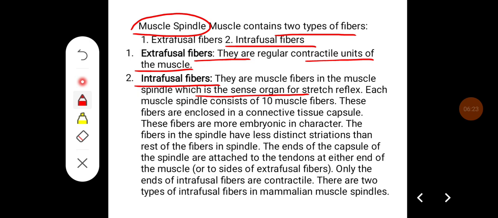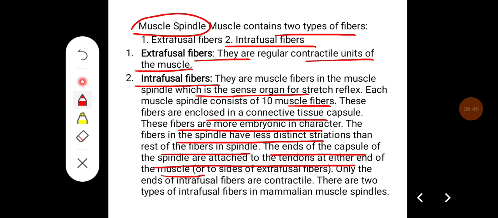Each muscle spindle consists of about 10 muscle fibers, and these fibers are enclosed in a connective tissue capsule. These fibers are more embryonic in character. The fibers in the spindle have less distinct striation than the rest of the muscle fibers. The ends of the capsule of the spindle are attached to the tendons at either end of the muscle, or to the sides of extrafusal fibers. Only the ends of intrafusal fibers are contractile.